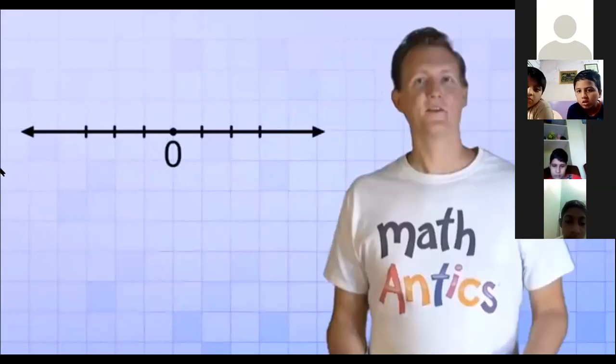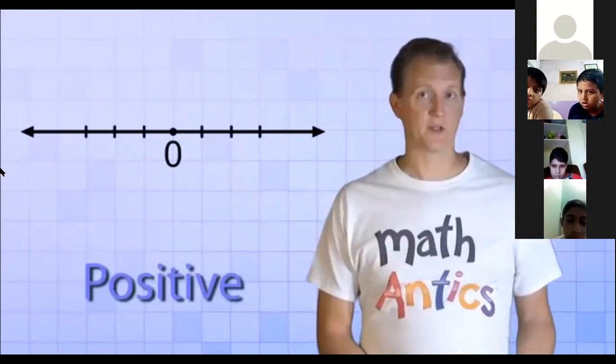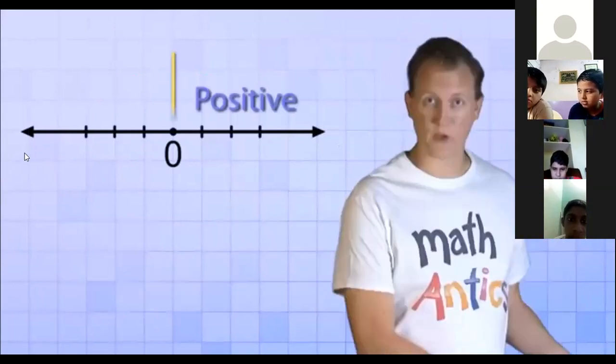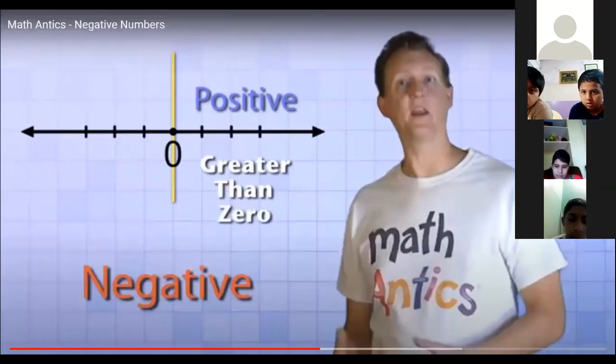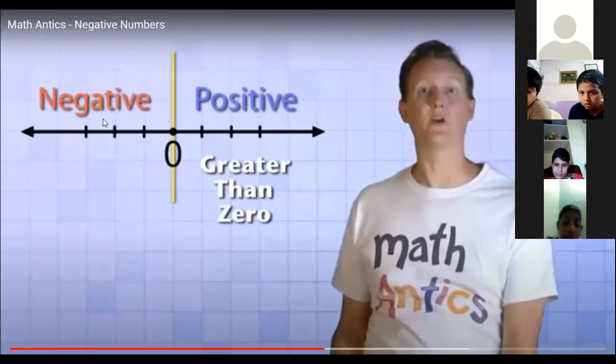All right, so the positive integers are on the right side of 0 on the number line, which means they're all greater than 0. And the negative integers are all on the left side of 0 on the number line, which means they're all less than 0.